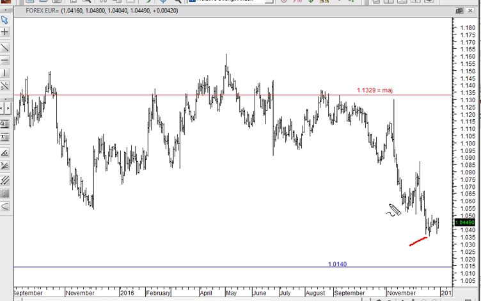Have no local levels to key from, but I do have a target if it remains in a bearish trend here, of 1.014 down here, based on current distribution.